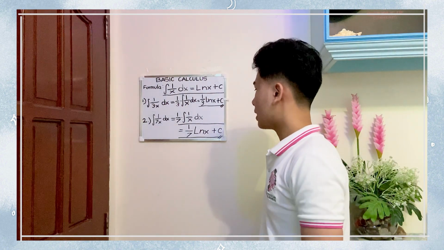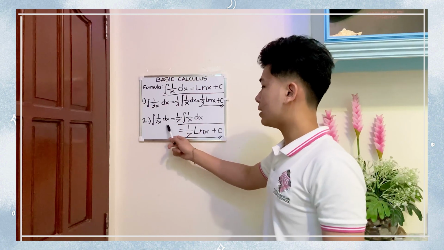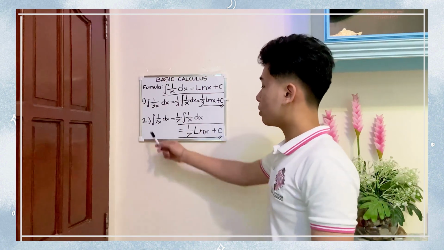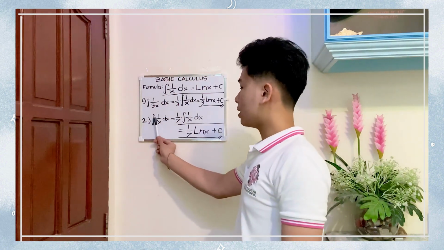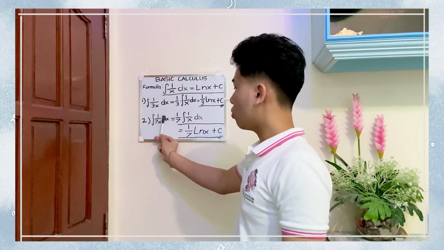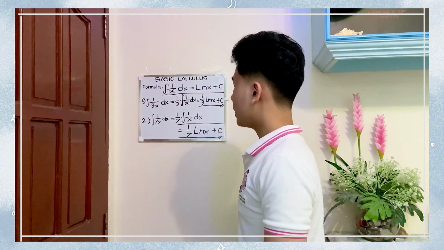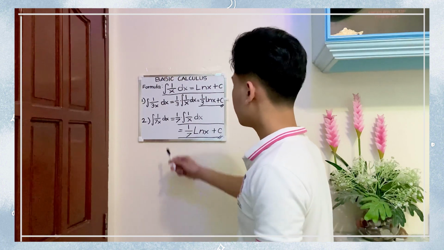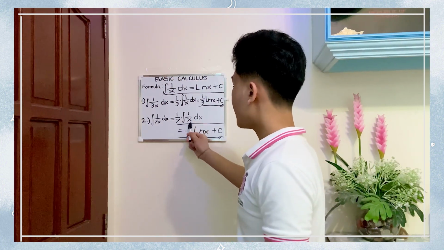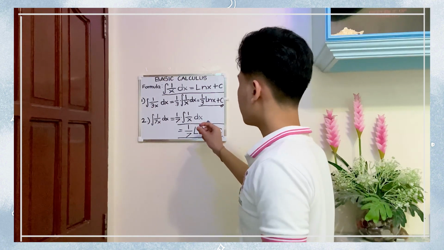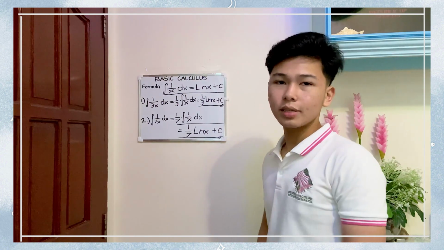On to my second example, the integral of 1 over 7x dx. What I did on number 2 is what I did on number 1. I just looked at this example as two parts, 1 over 7 and 1 over x, and then multiplied them. So it will be 1 over 7 multiplied by the integral of 1 over x dx. If you solve this example, it will give you 1 over 7 ln x plus c.